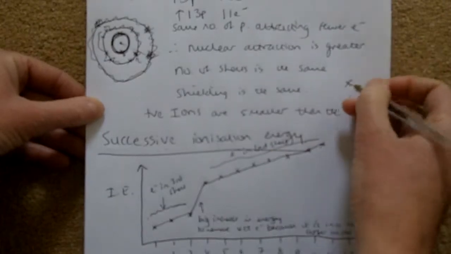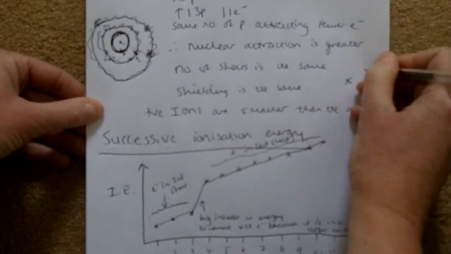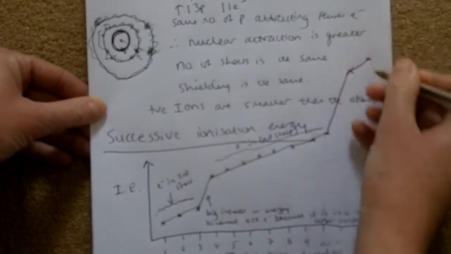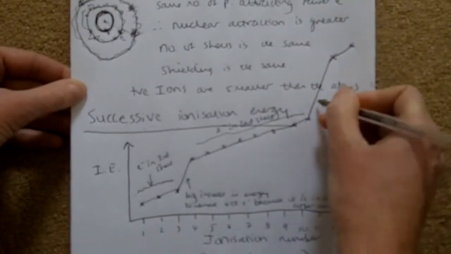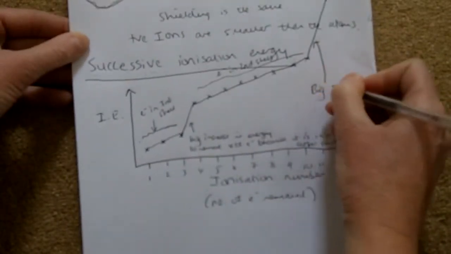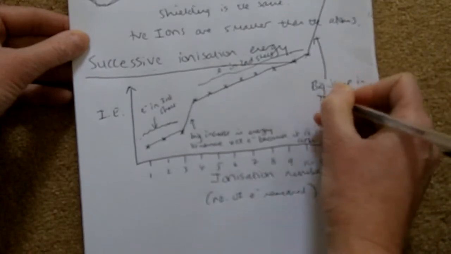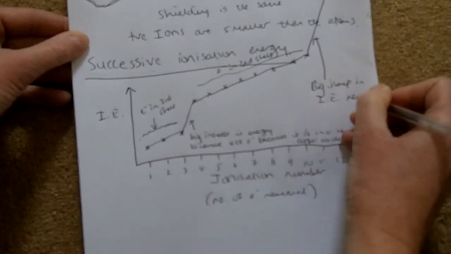I'm going to put it right up there. And 13 is going to be difficult too, and a big jump. So when you have a big jump in ionization energy, that means a new shell. A big increase in ionization energy means that there's a new shell.